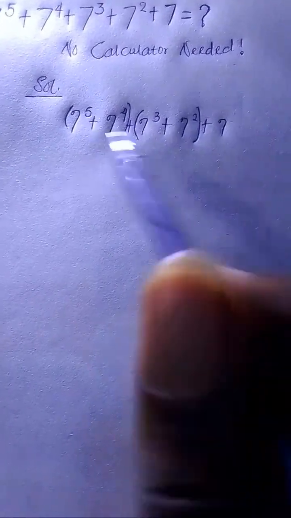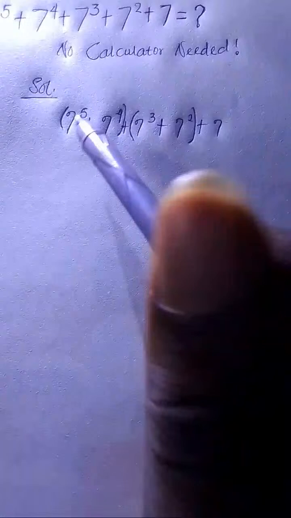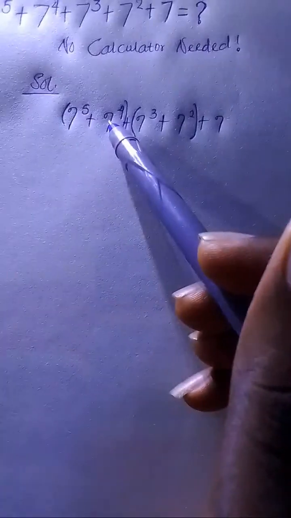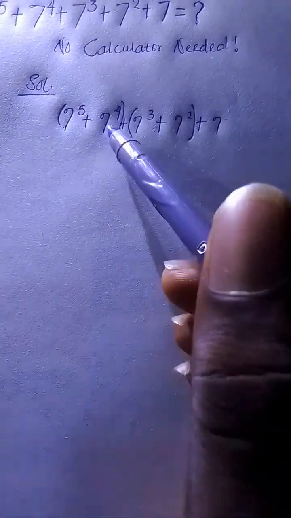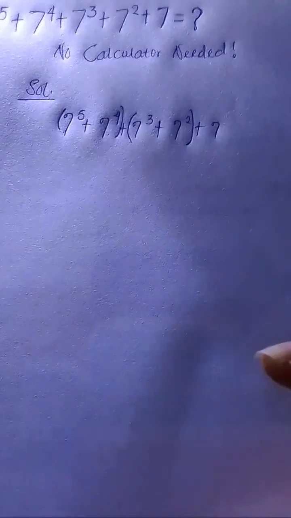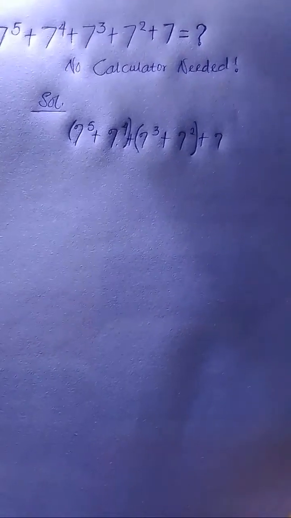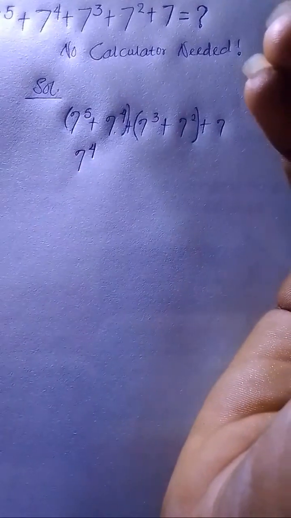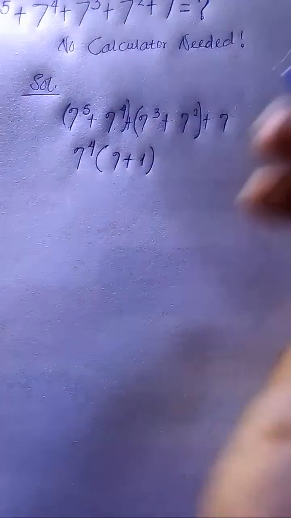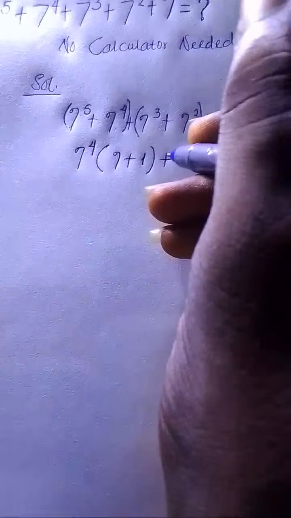After bracketing this, we have different brackets here. We have 7 raised to the power of 5 and 7 raised to the power of 4. What is common in them? We can bring out 7 raised to the power of 4 from here, and also from here. So 7 raised to the power of 4 is common. When we bring it out from 7 raised to the power of 5, 7 is left. And when we bring 7 raised to the power of 4 out from itself, it becomes 1.